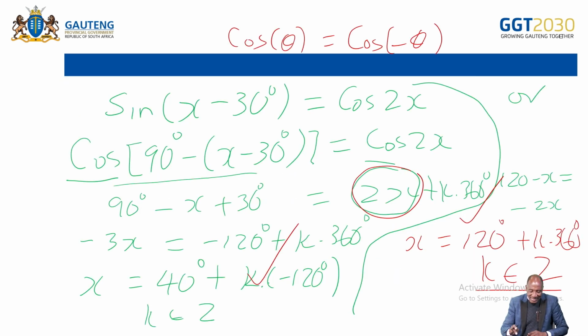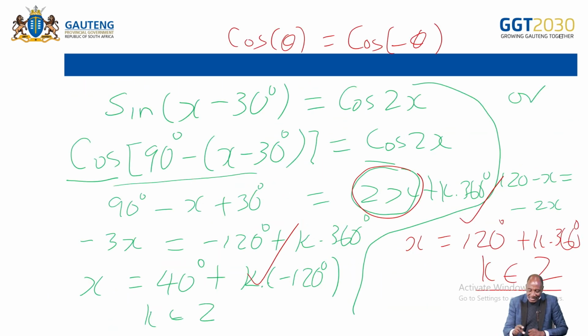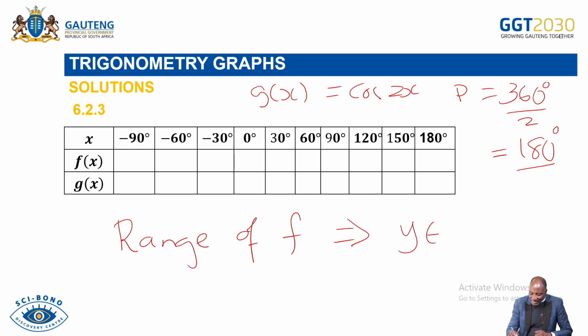Then the next part of the question says, determine the range of graph f. When you look at graph f, the coefficient of that graph is a 1. f of x equals sine x minus 30 degrees. Our coefficient is a 1. Therefore, allow me to write here, the range of graph f is going to be, it implies y is an element of -1 to 1. We are taking advantage of that coefficient, which is a 1.